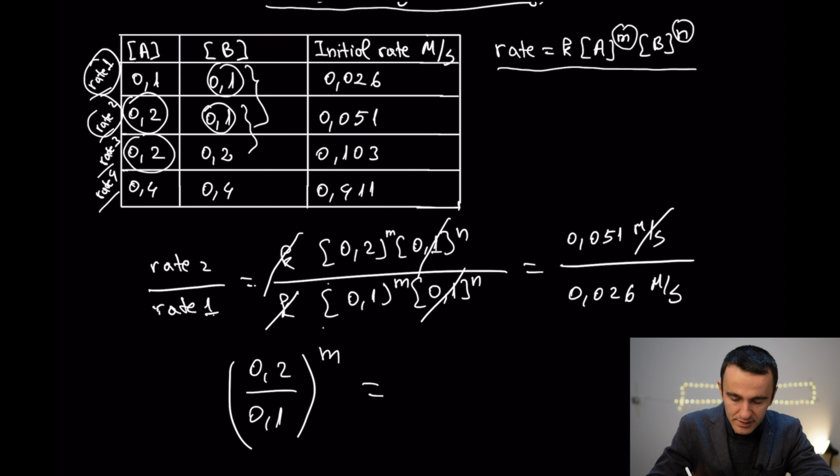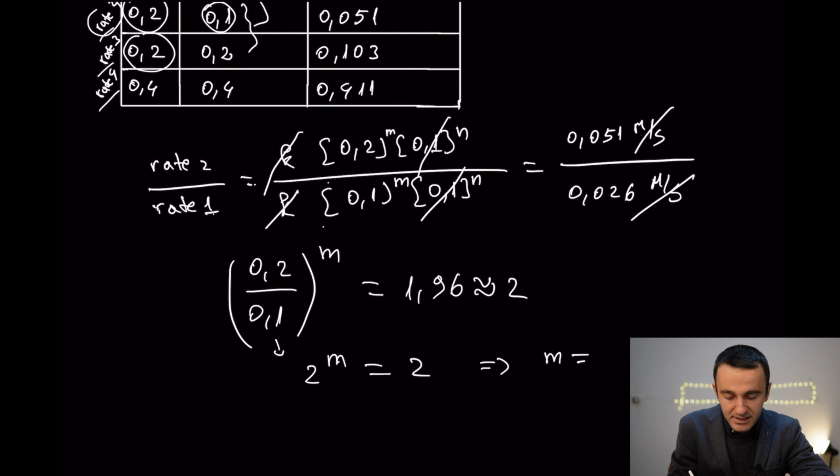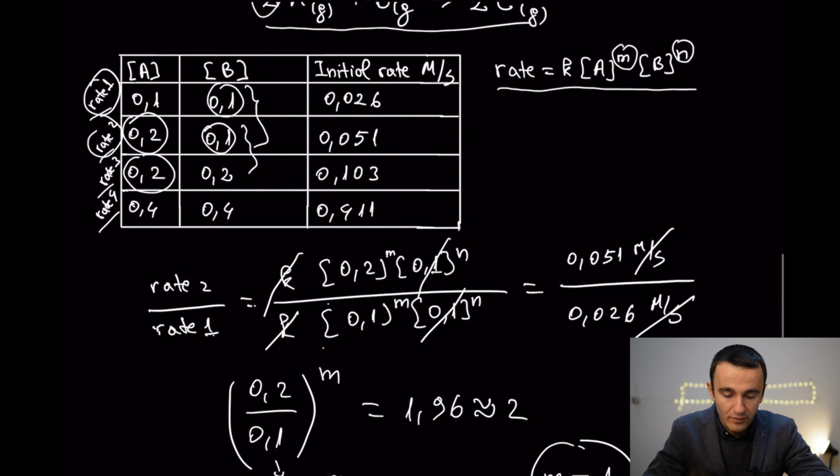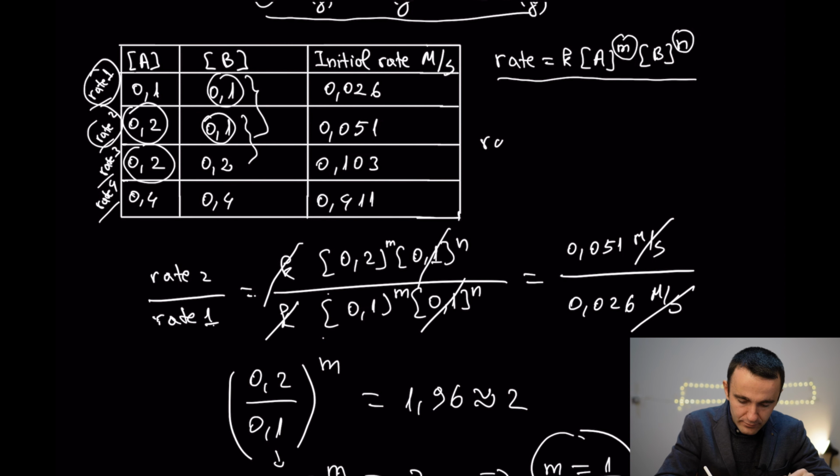If we divide this once, it's going to give us 1.96, approximately 2. And if we divide this one, it's going to give 2 to power m equal to 2. So obviously the value of m is equal to 1. So at this point, we found that the order with respect to A of this reaction is 1. So rate is going to be K times A to power 1.